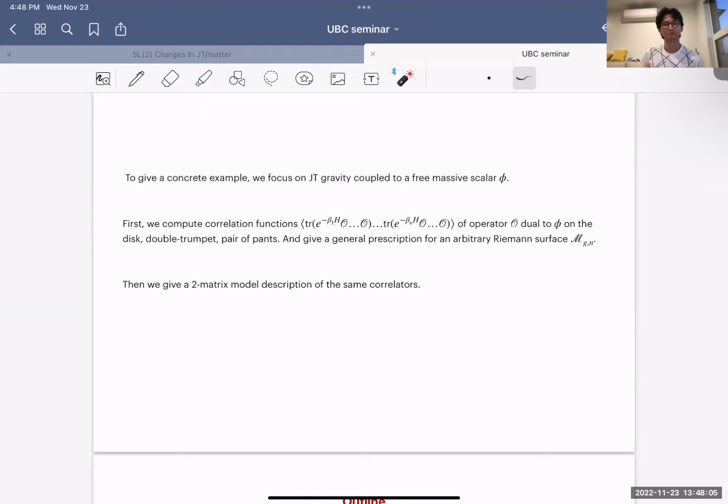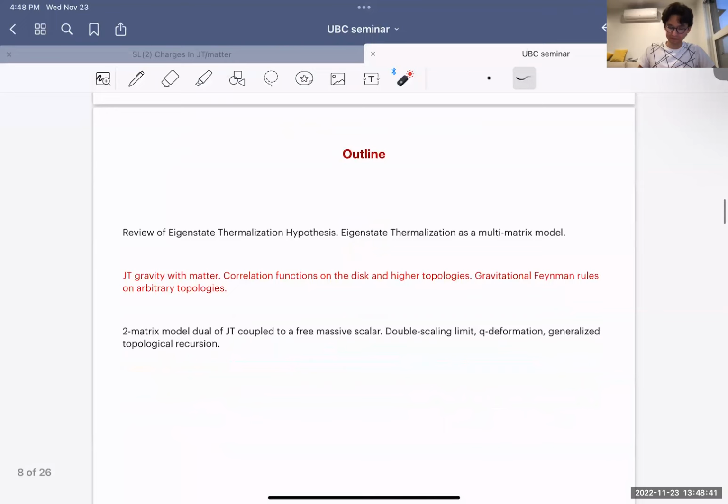To really make some actual progress, we will focus on a particular model, which will be just JT gravity coupled to a free massive scalar. And we will be interested in correlators of this type, where we have many boundaries and we insert as many O's if you like, and on various topologies. And so we will first give a prescription for how to compute such correlators in JT gravity. And then we will move on to the two matrix model.